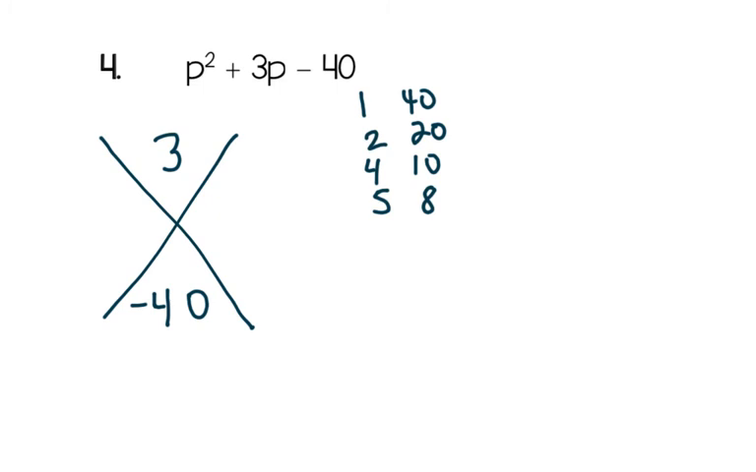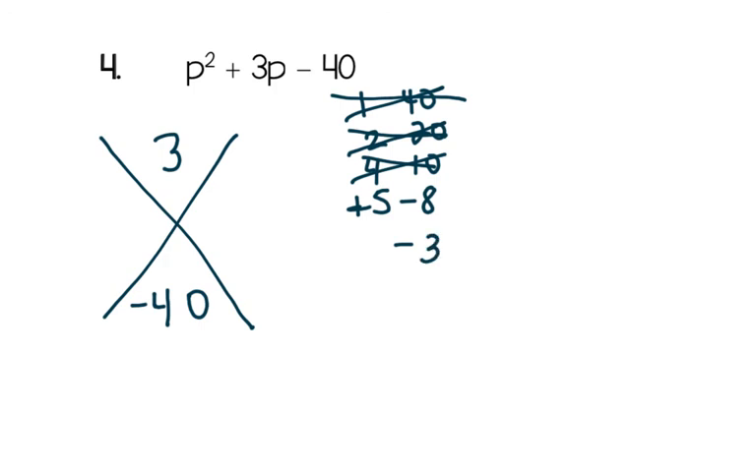I'm trying to get a sum of 3, so 40 and 1 are not going to do that. 2 and 20, not going to do that. 4 and 10, I could get 14, -14, 6 and -6, that's not going to do it. 5 and 8, if I add them, I could get 13 or -13 if they were both negative, but that's not what I want. But if one was positive and one was negative, so +5 and -8, that would give me -3. I don't want -3, I need +3.